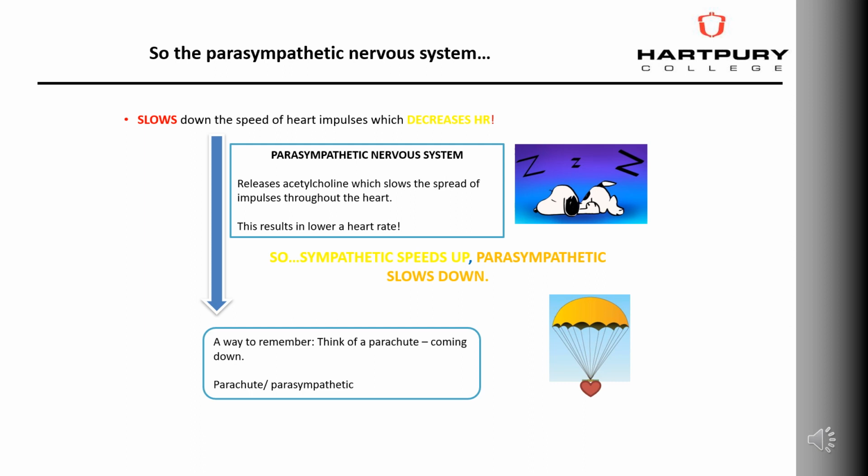So the parasympathetic nervous system then, that slows down the speed of the heart's impulse, which decreases heart rate. So that is done through releasing acetylcholine, which slows the spread of impulses throughout the heart. So that results in that lower heart rate. So the sympathetic system, S for speeding things up, increasing heart rate, and the parasympathetic system slows heart rate down. So a way to remember that is, think of a parachute coming down. Okay, that is nice and slow. Okay, parachute, parasympathetic, slowing responses down.